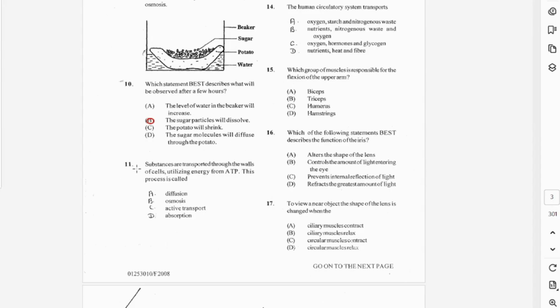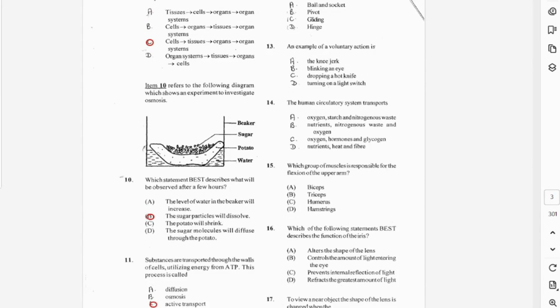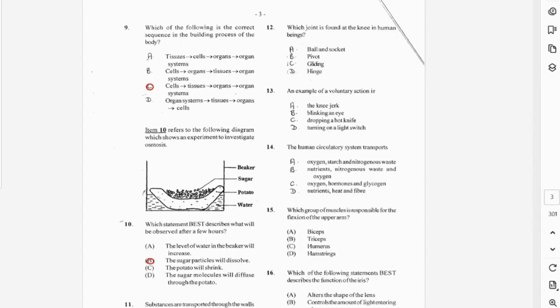Then, number 11, substances are transported through the walls of cells utilizing energy from ATP. This process is called C, active transport. Active transport is the only one out of the 3 that you would have learned. So you had diffusion, osmosis, and active transport. Active transport goes against the concentration gradient, thus going from where there is less to where there is more. Then you have number 12.